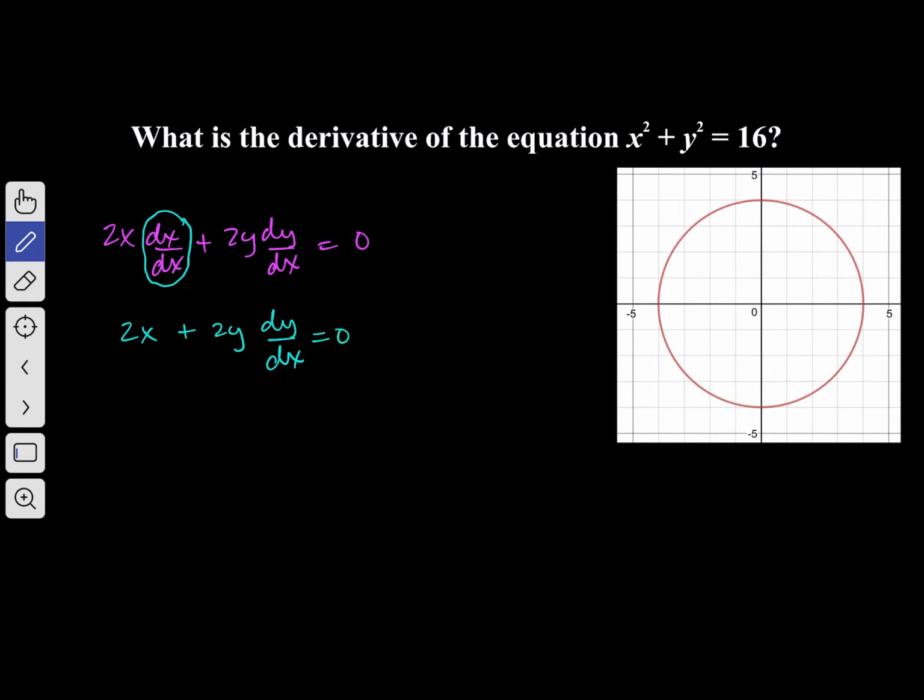Now let's go ahead and isolate the dy/dx. So let's subtract 2x from both sides and divide by 2y. So dy/dx is equal to negative 2x over 2y. And then maybe we'll just cancel those 2's, so this is equal to negative x over y. That looks much different than separating it out into two equations and finding those derivatives separately.